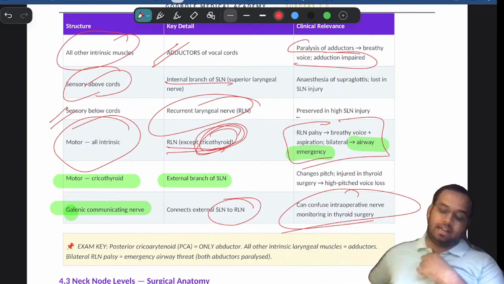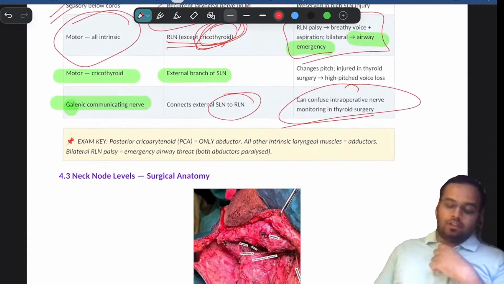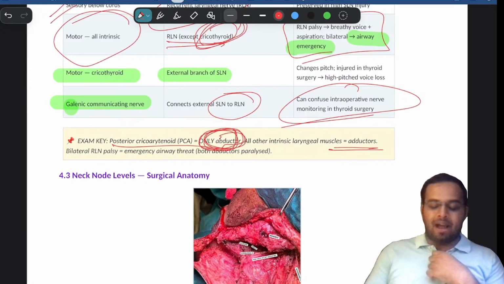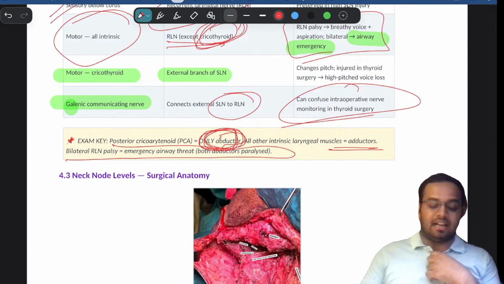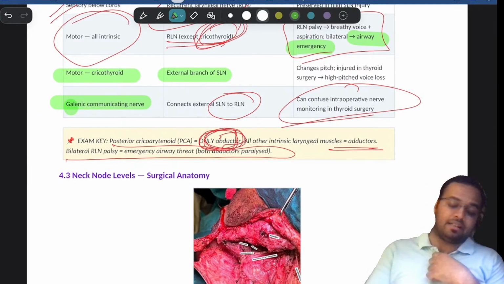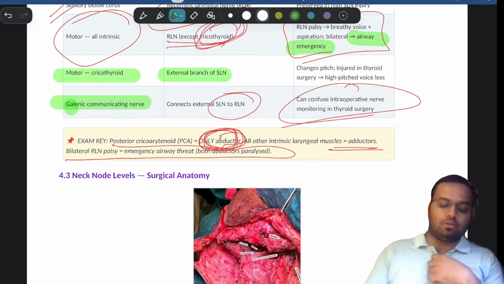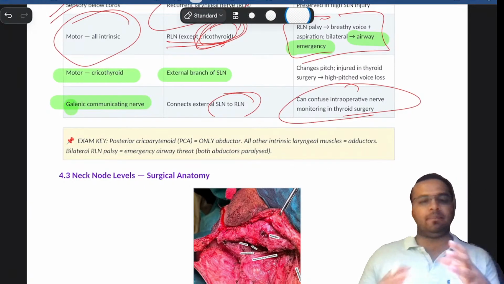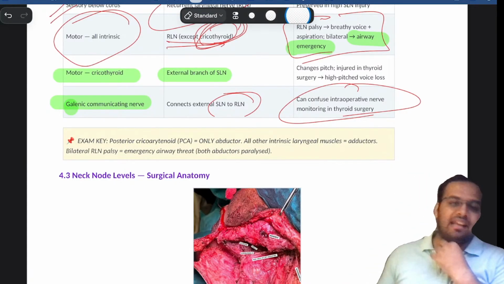So Galen's communicating nerve. Posterior cricoarytenoid is the only abductor. Rest all the muscles are adductors. And bilateral nerve palsy is an emergency threat because on both sides the abductors and adductors are paralyzed, and hence the cord is going to go into what is called the cadaveric position. So it is very important to treat it like an emergency. I hope it is clear. So that is all about the basic anatomy of your larynx and pharynx.